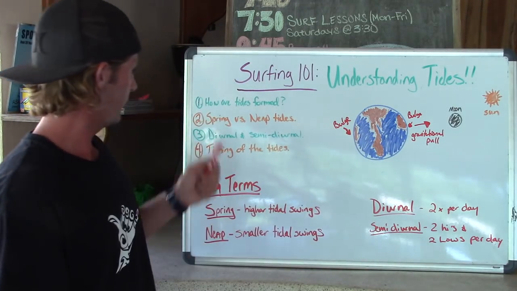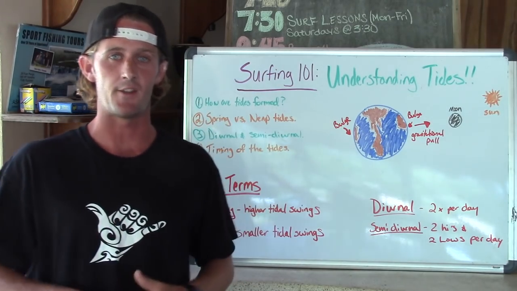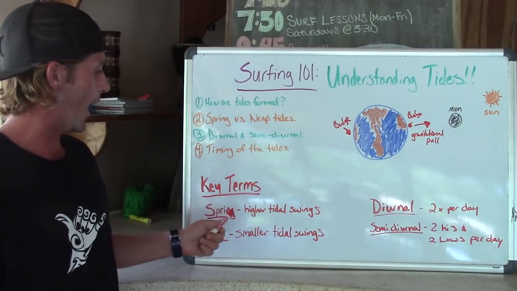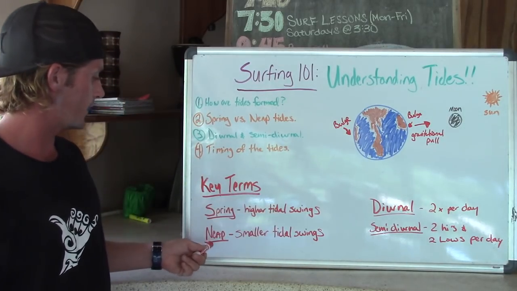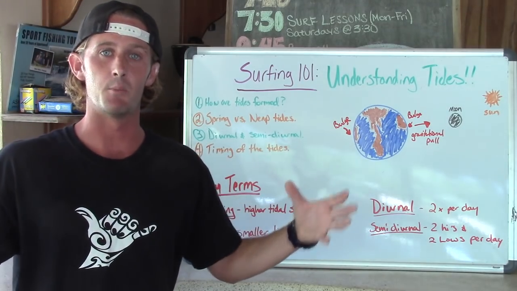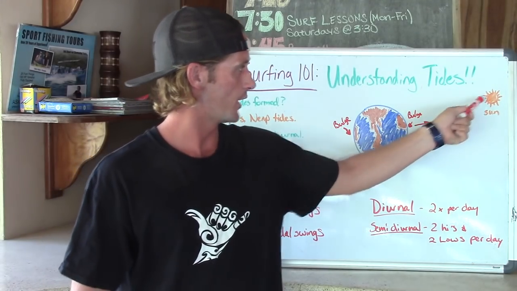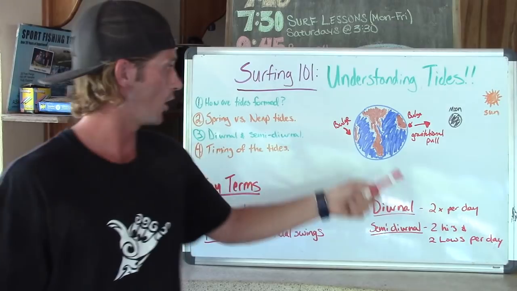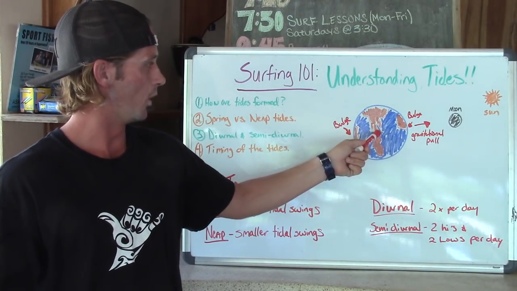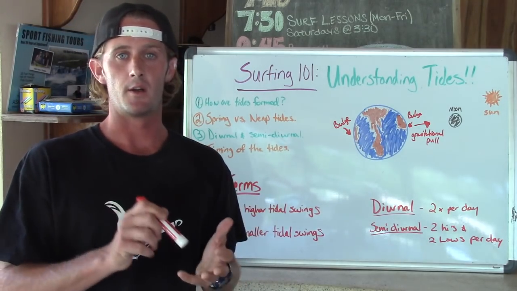Well, that gets into spring and neap tides, and it's something you're probably going to hear, spring and neap tides. Now, that has nothing to do with the seasons. The spring tides are typically higher tidal swings, and the neap tides are smaller tidal swings. They call them spring because they spring out. The tides are bigger. Now, what happens is when the moon and sun are in line with each other, so the sun's pulling as well as the moon, it's going to cause a higher high tide here and a higher high tide here and lower one in between. So that's when they're lined up, such as when there's a new moon or a full moon.